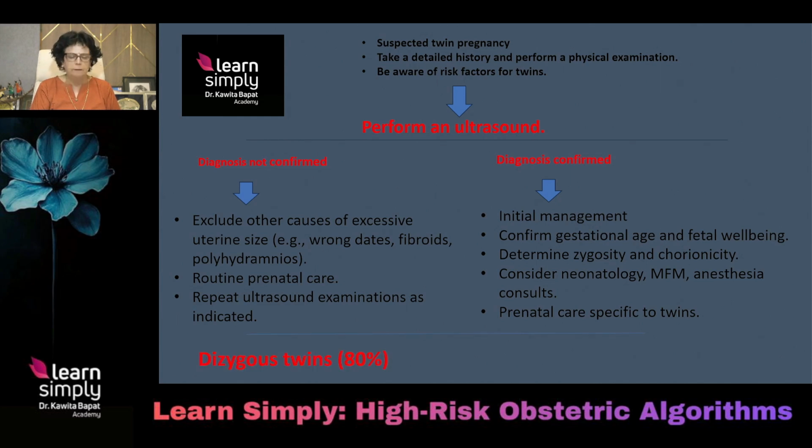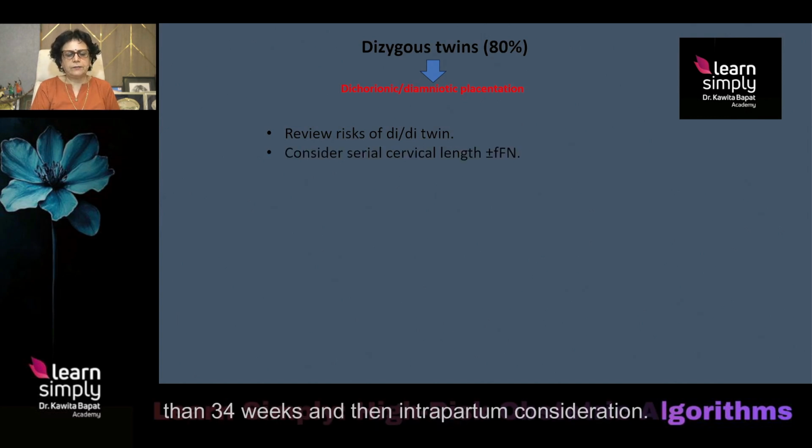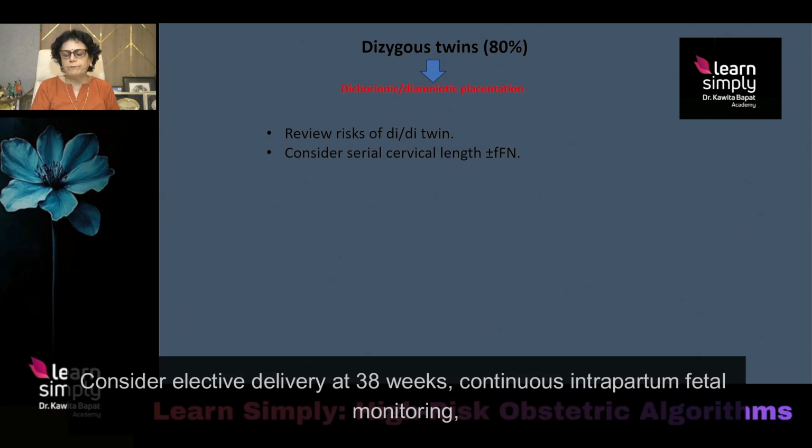Then, dizygous twins are 80%, and monozygous twins are 20%. Now the dizygous twins, 80%, have dichorionic diamniotic placentation. Review the risk of diamniotic dichorionic twins. Consider the serial cervical length and fetal fibronectin. Screen the fetal structure and anomalies.